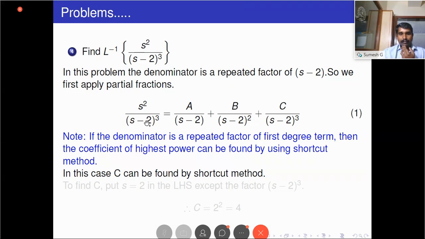If the denominator is a repeated factor of s minus 2, we can find the maximum repeated coefficient using the shortcut method, and other coefficients can be found by the general method. Here C corresponds to the maximum power of s minus 2. So we can find C using the shortcut method. A and B can be found by the general method. Next question.